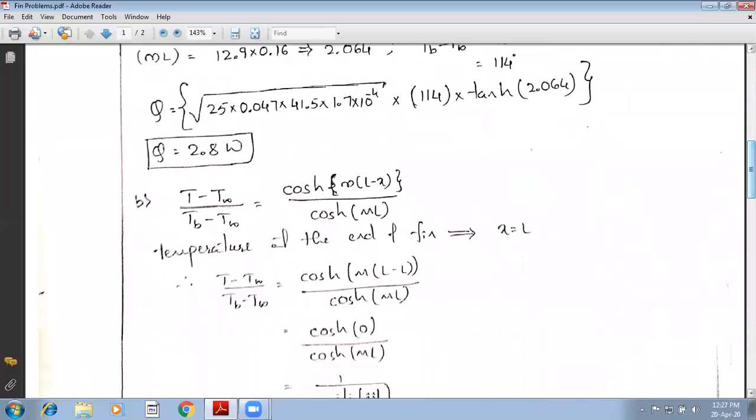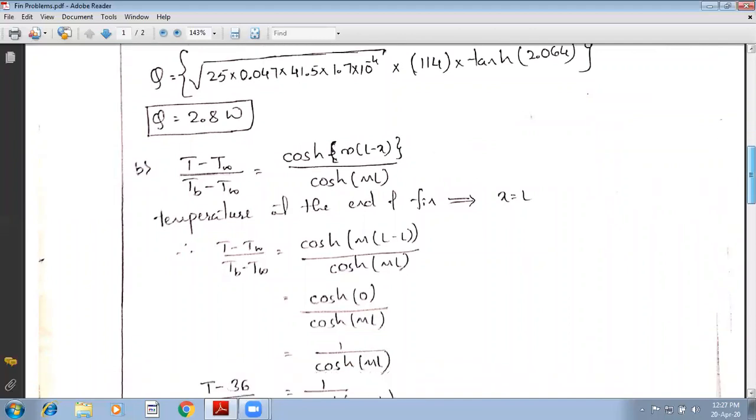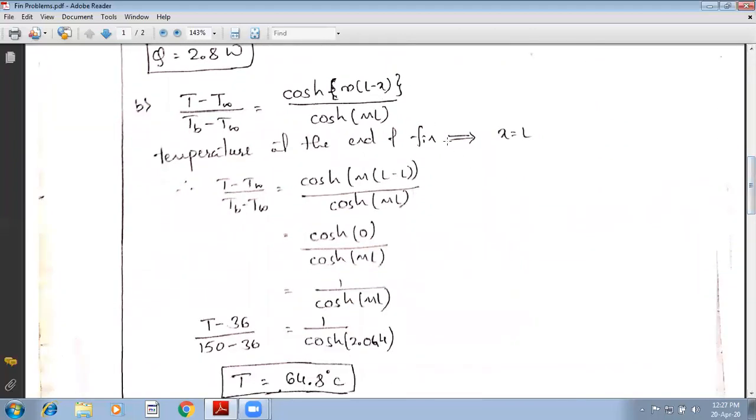Sometimes he may ask for a temperature with respect to the free end. In that case, again, you should consider the distance from the base only. Now, in this case, x equals L. Why x equals L? Because we are calculating the temperature at the end of the fin. So at that point, x will be equal to the length of the fin.